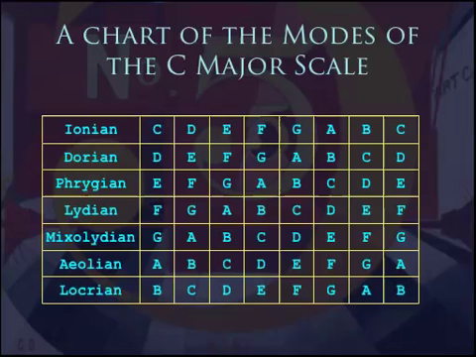Here is a chart that shows the basic modes of the major scale. The major scale is, of course, the Ionian mode, so that's the one here on the top. Each successive row has been rotated one position to the left. So the first one starts on C, the second one starts on D, the third one starts on E, etc. But you'll notice that the pitches are exactly the same between each of these.